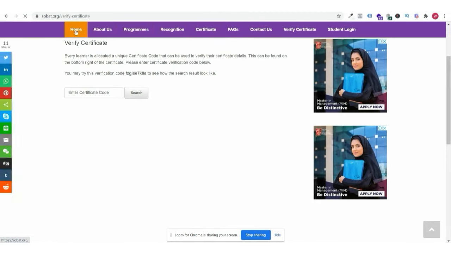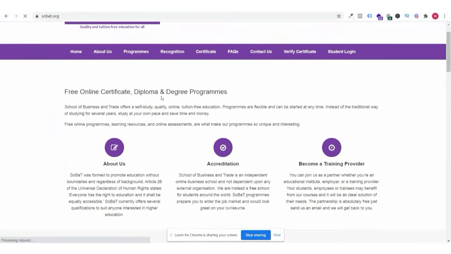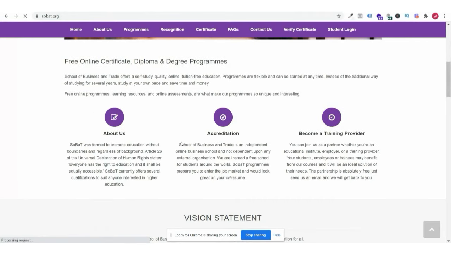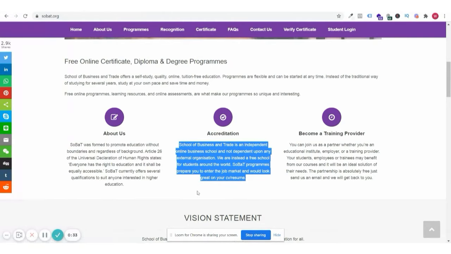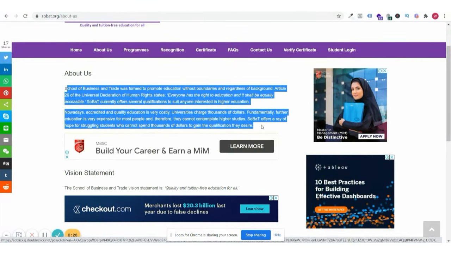So let's go back to home and see more about their accreditation. Here we see that the School of Business and Trade is an incorporated online business school and is not dependent on any external organization. You can read more on their website.